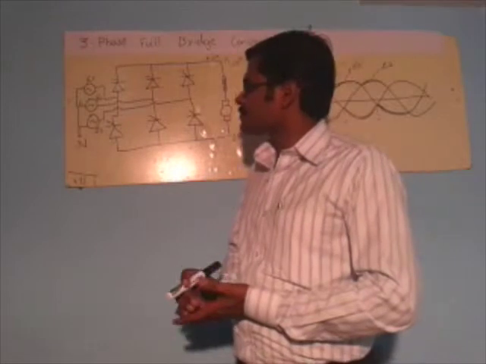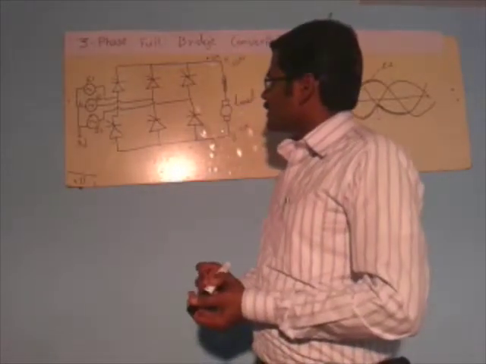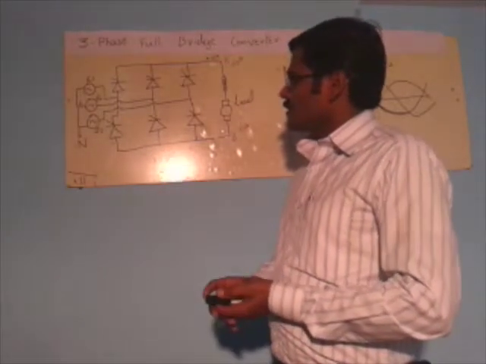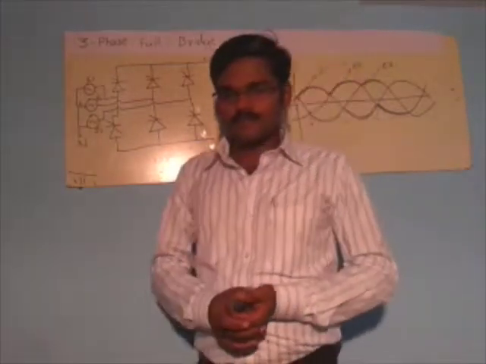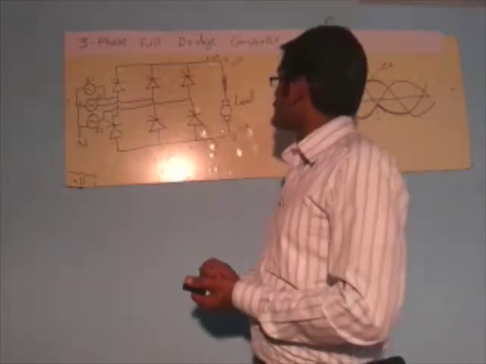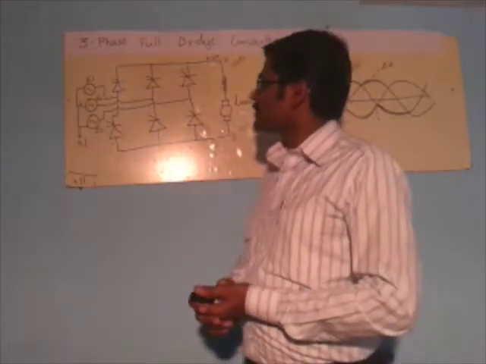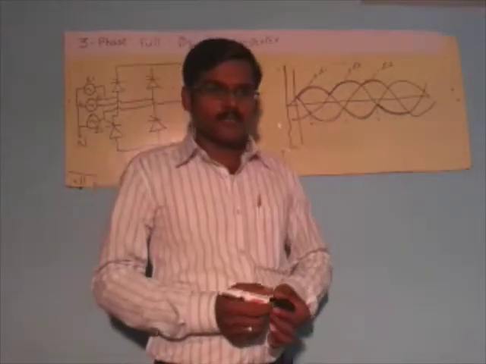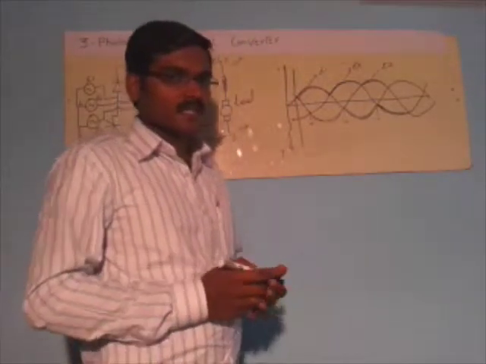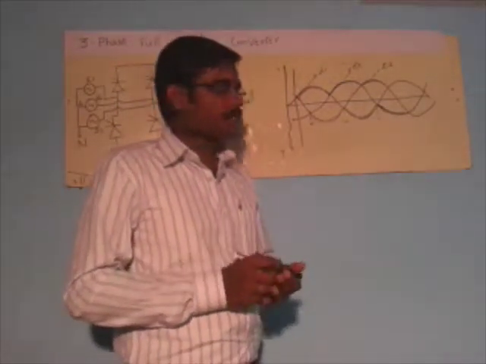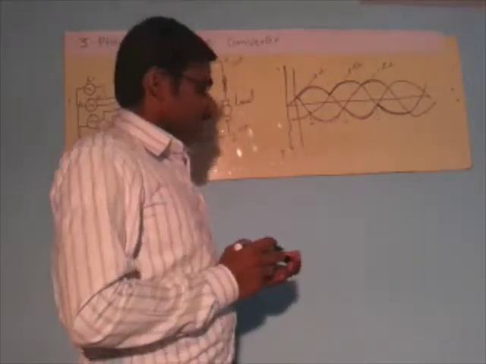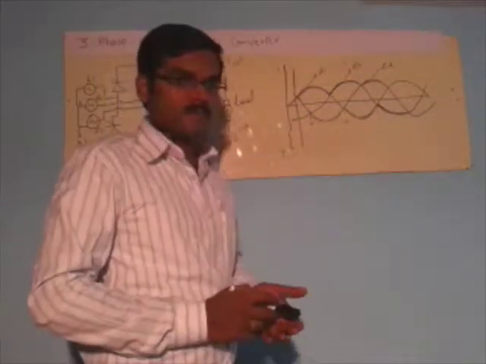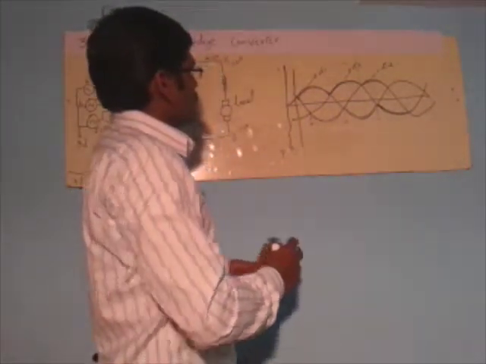Let us explain about alpha and the mode of operation of a full-bridge converter. In steady state condition, a three-phase full-bridge converter has 6-mode operation. Before that, I will explain alpha and also the phase waveform. Here the picture shows the phase waveform.